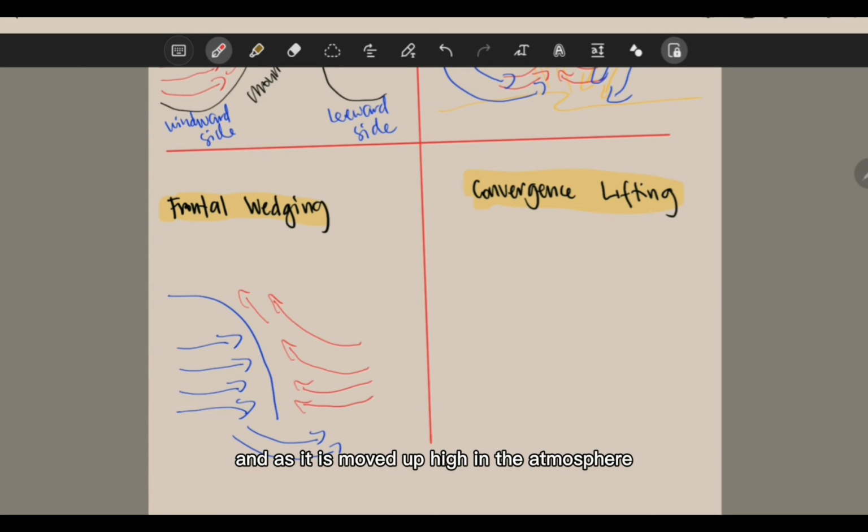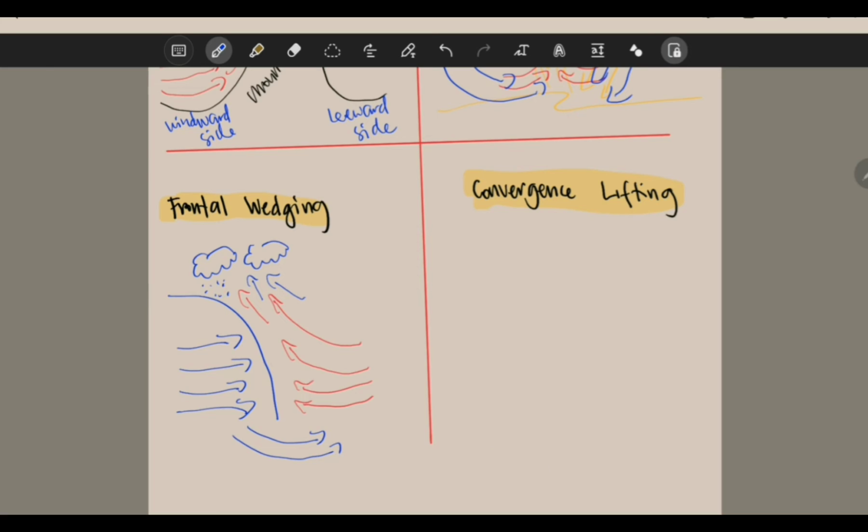And as it is moved up high in the atmosphere, it will begin to cool. Once there is enough moisture in the air, it will begin to form clouds. And if there is enough moisture in the clouds, it will begin to precipitate or to rain.